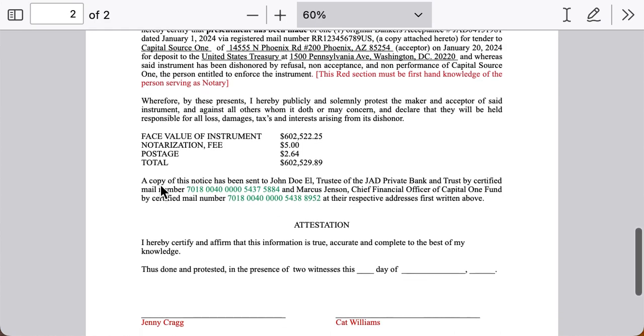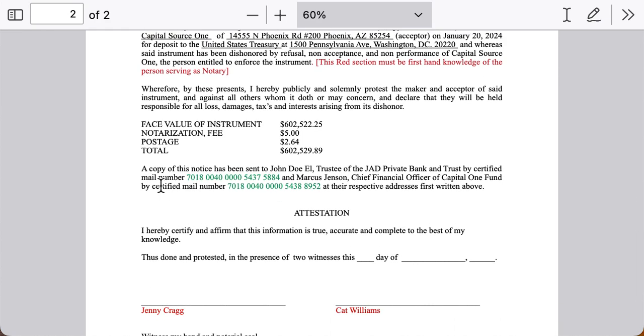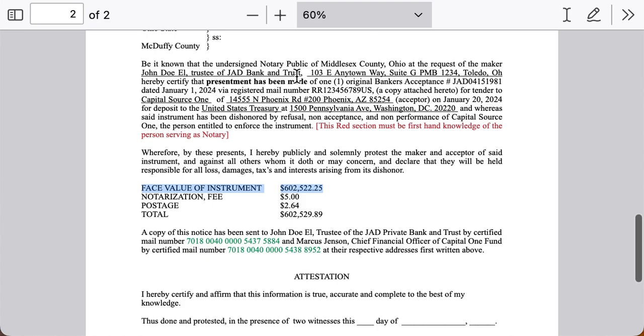Now we put an accounting here. I've seen a lot of these notary protests, and I thought it would be wiser to put the face value of the instrument that's being dishonored. I could have named the value in here and what's being recited, but no, this is an accounting.